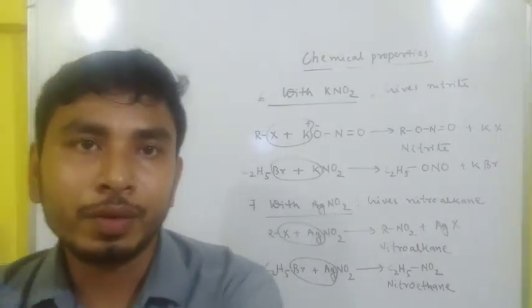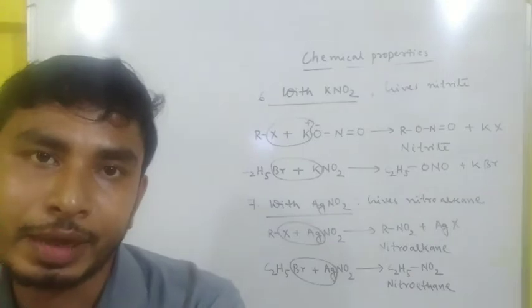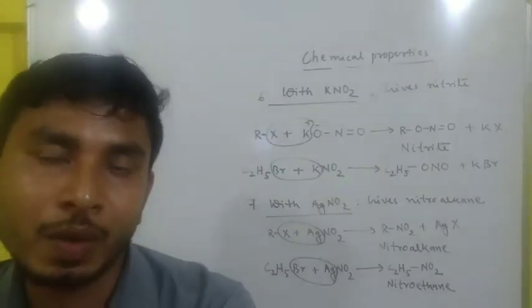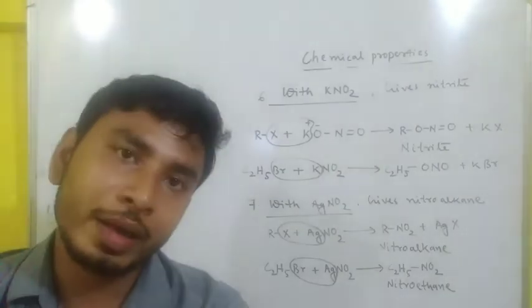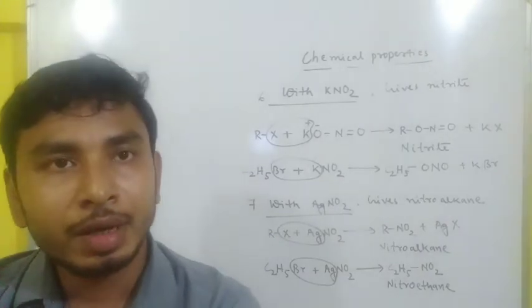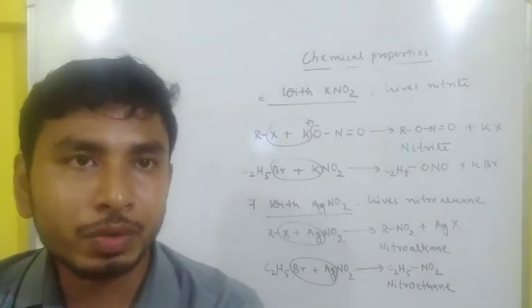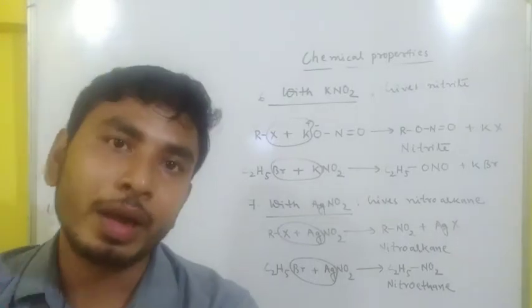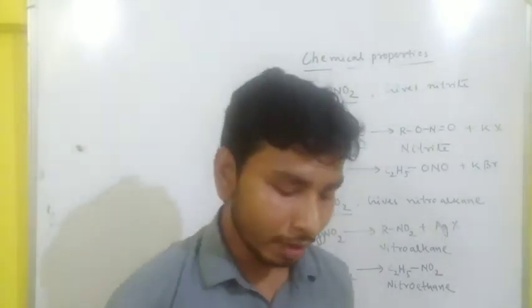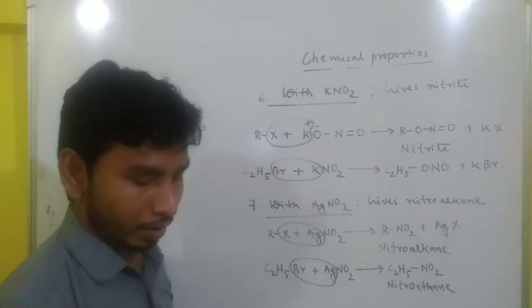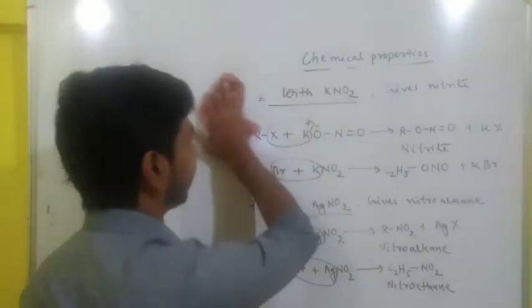So now we are going to explain why. That is the same as in cyanide addition: one gives the cyanide, the other gives the isocyanide. With KNO2 and AgNO2, one gives the nitrite, another gives the nitroalkane. Now the question is why. Now we are going to explain.